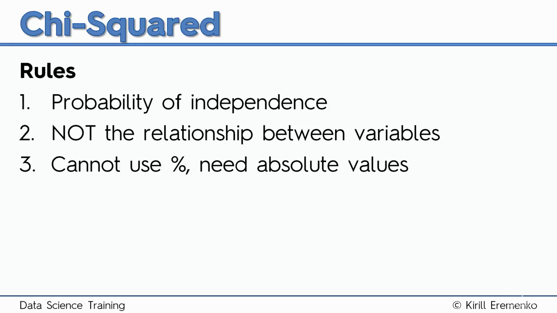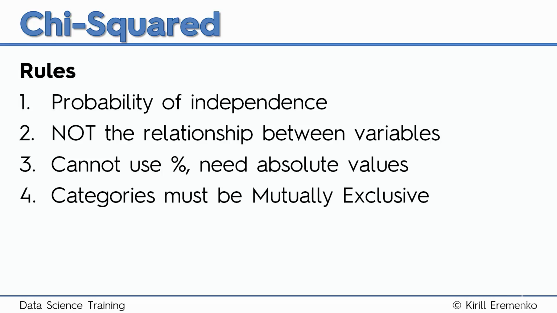Number three, you cannot use percentages. You need absolute values. As we discussed, you have to convert your table into the absolute values. Make sure you don't put percentages in. That's a common mistake people make. They put in percentages and then they run the chi-square test. It'll give you a wrong result.